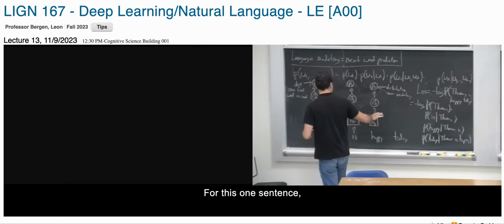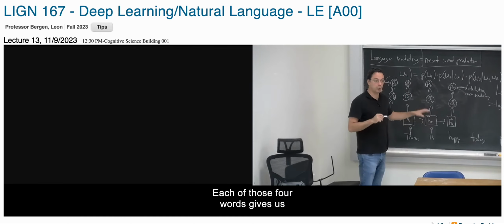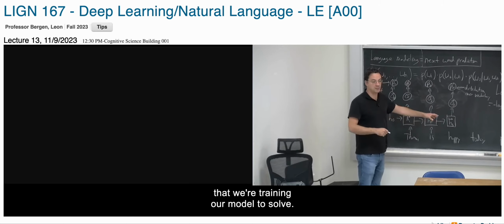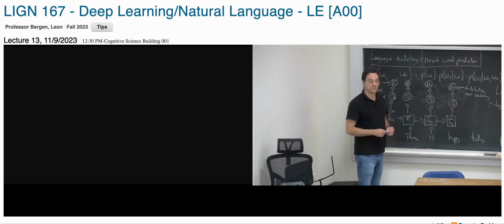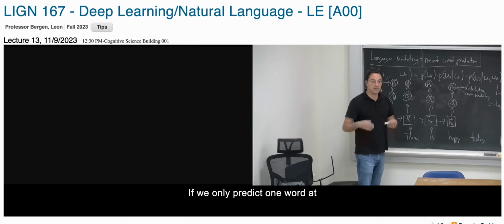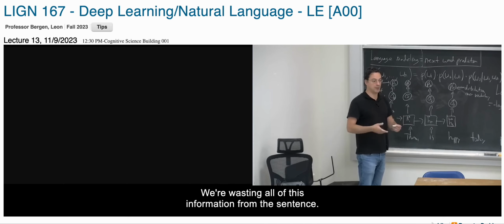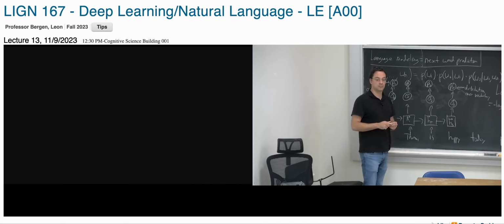So for this one sentence, it has 4 words. Each of those 4 words gives us a new prediction problem that we're training our model to solve. If we only predict one word at a time, that's extremely inefficient. We're wasting all this information from the sentence.